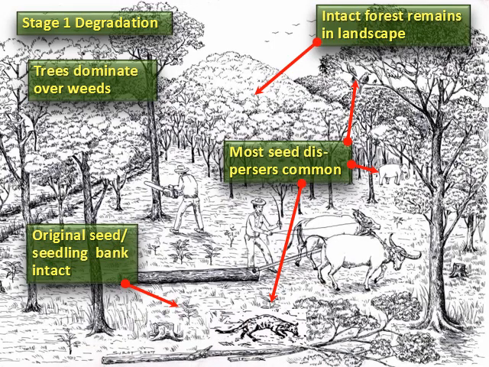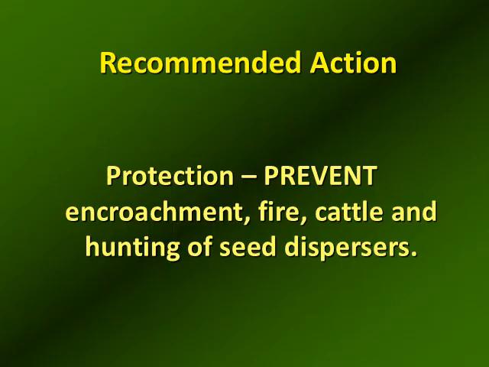What to do with this level of degradation? The answer is, well, not very much. Because all the sources of natural regeneration are still present and their density is high enough to bring about natural forest recovery, protection is all you have to do. Prevent further degradation. That means keep people out of the area.